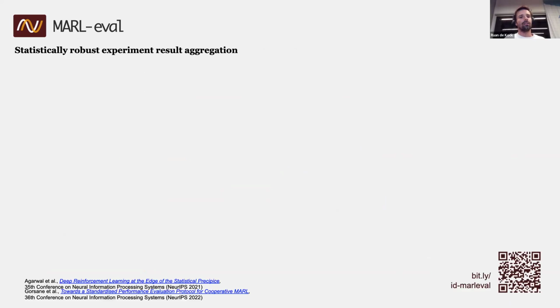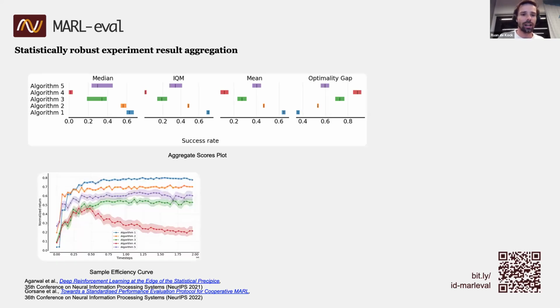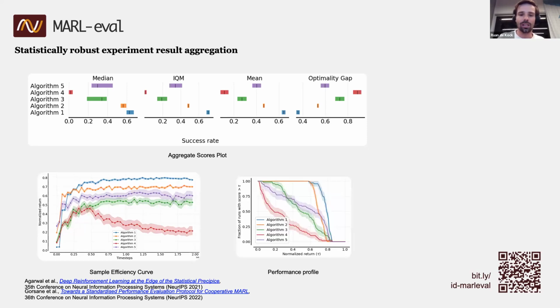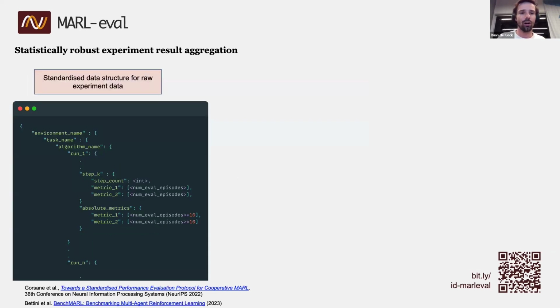So given all of this data, we want a nice way, in a statistically robust way, to aggregate everything. And actually, Agarwal et al. released a paper at NeurIPS in 2021, and I actually believe he was the speaker here just last week. And so following on from the work that they've done, we built this abstraction on top of what they made, which, given your data in some standardized format, can produce these aggregated score plots and sample efficiency curves for you. It can produce these performance profiles, and it can produce these probability of improvement scores where you can really see if one algorithm is improving over another.